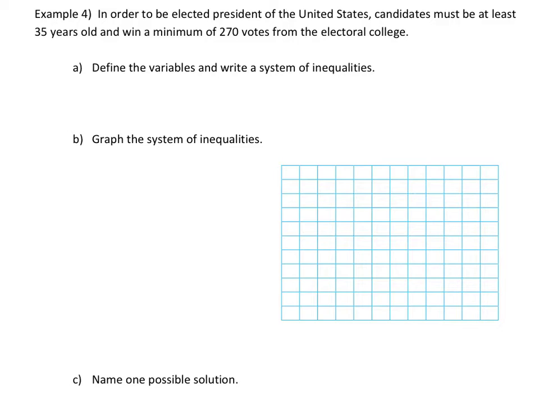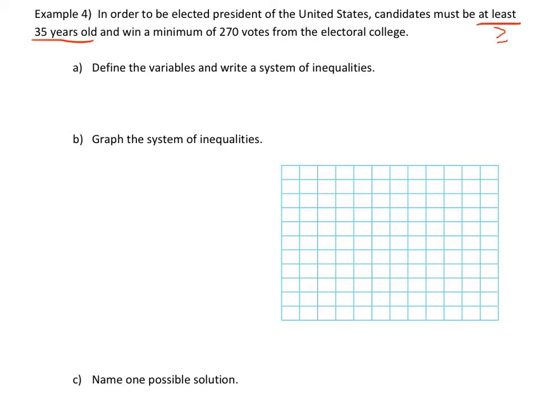So here we have the basic idea that in order to be elected President of the United States, candidates must be at least 35 years old. So at least means 35 is okay, 36 is okay, 37 is okay. So this is actually a greater than or equal to wording.